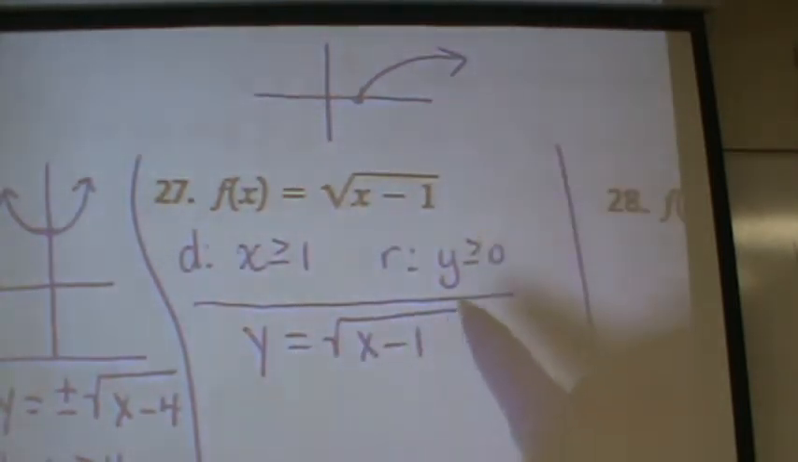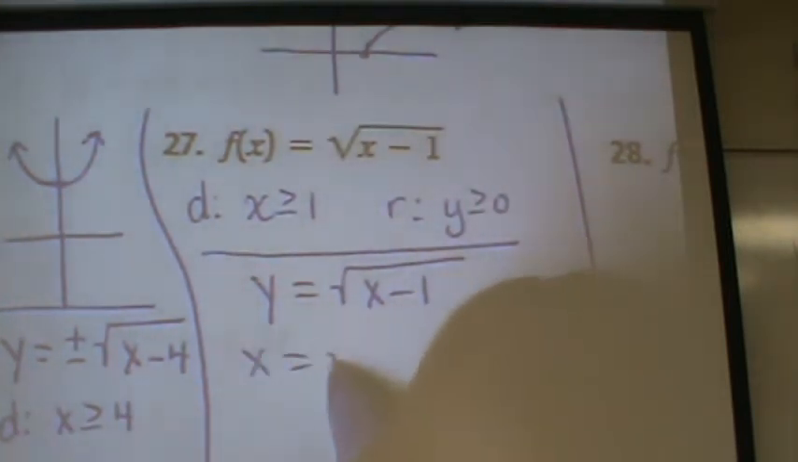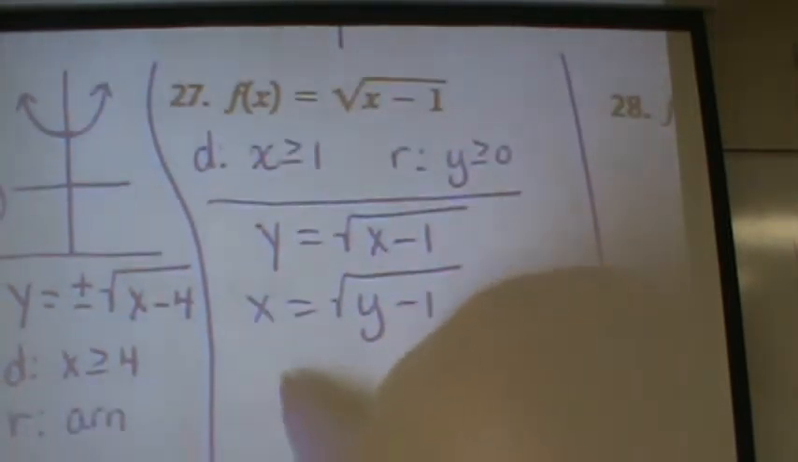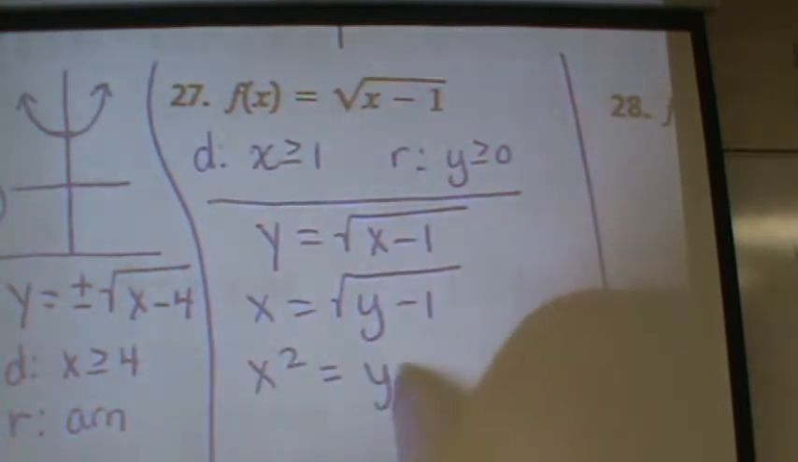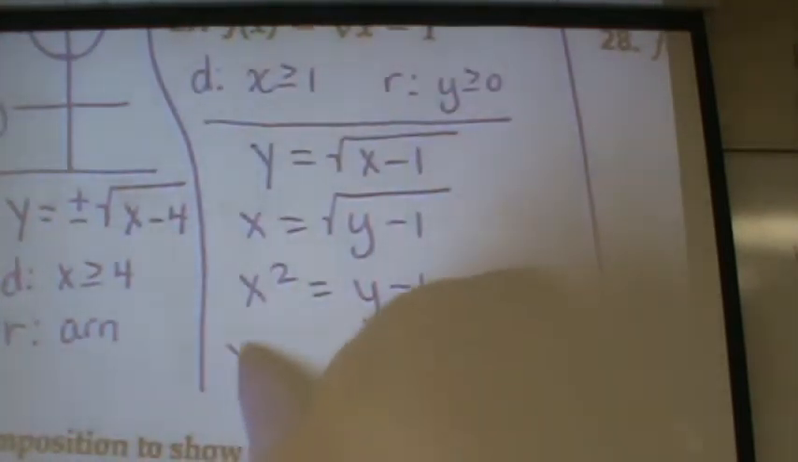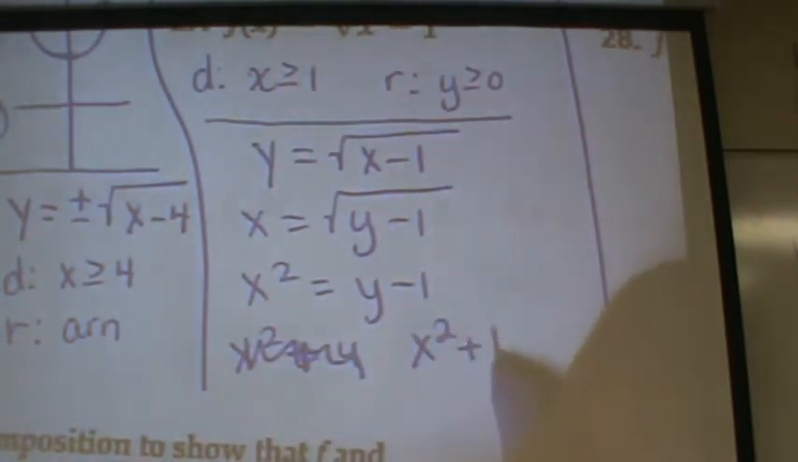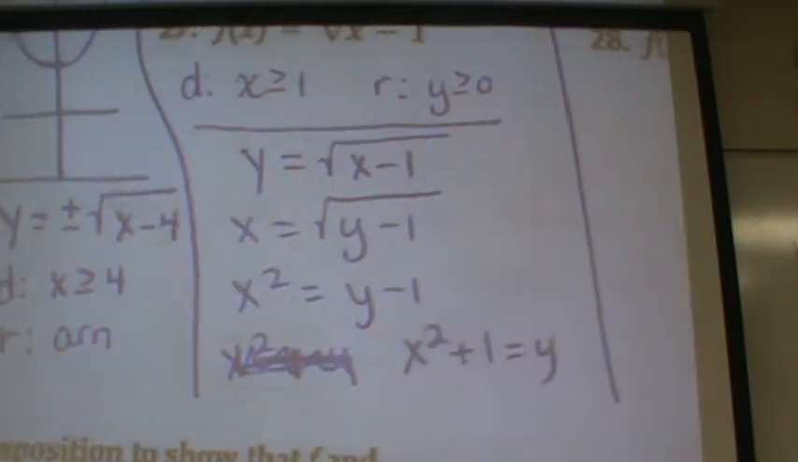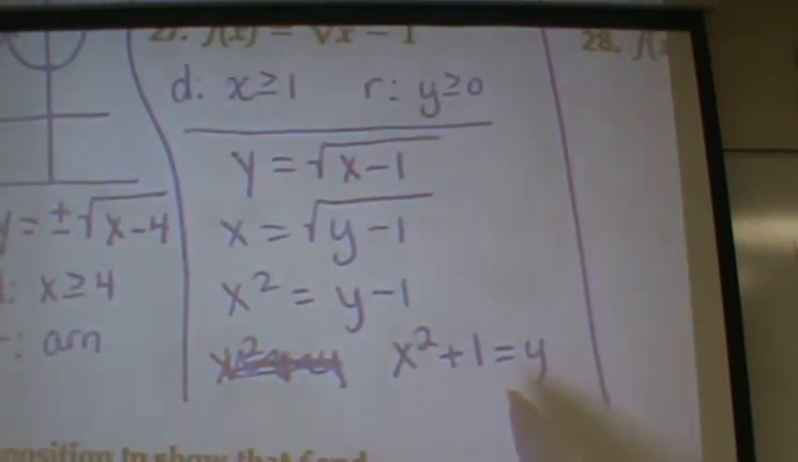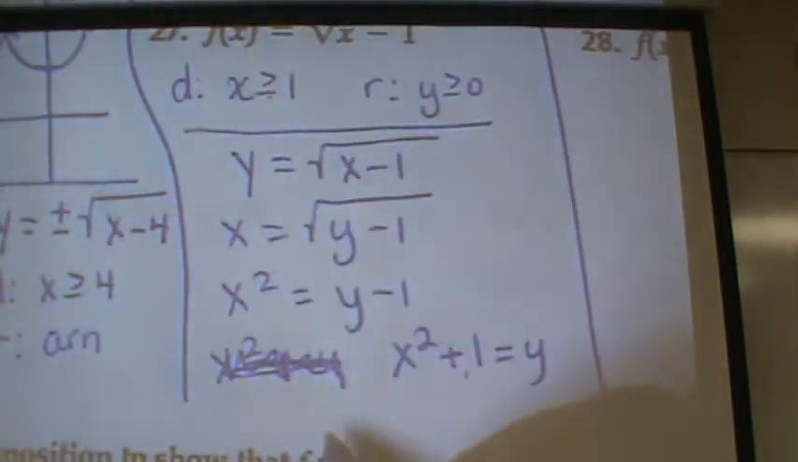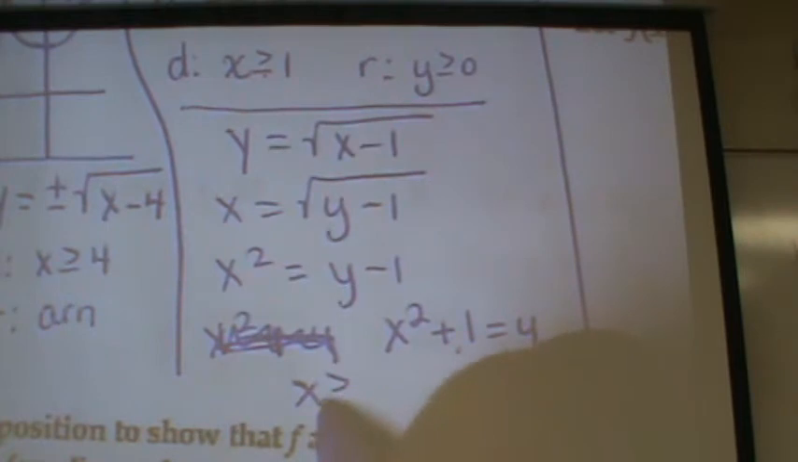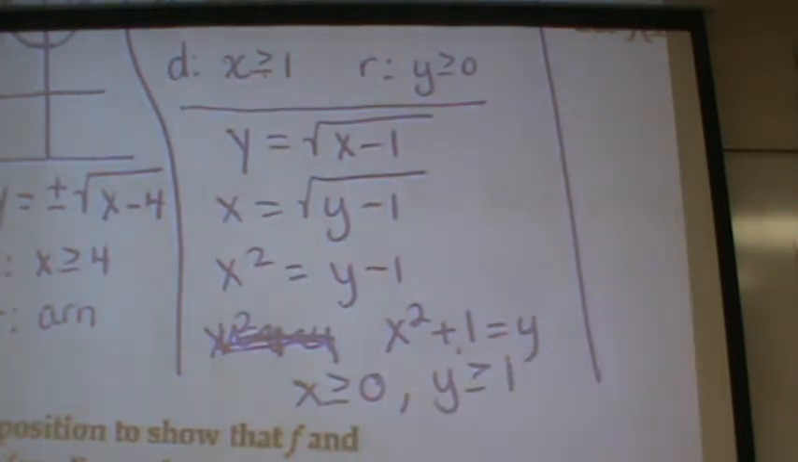You switch x and y. Square both sides. And then add 1. Whoops, x squared plus 1 equals y. Now you're going to have to switch your domain and your range because this is a parabola. So your domain is going to be x is greater than or equal to 0, and your range is going to be greater than or equal to 1.